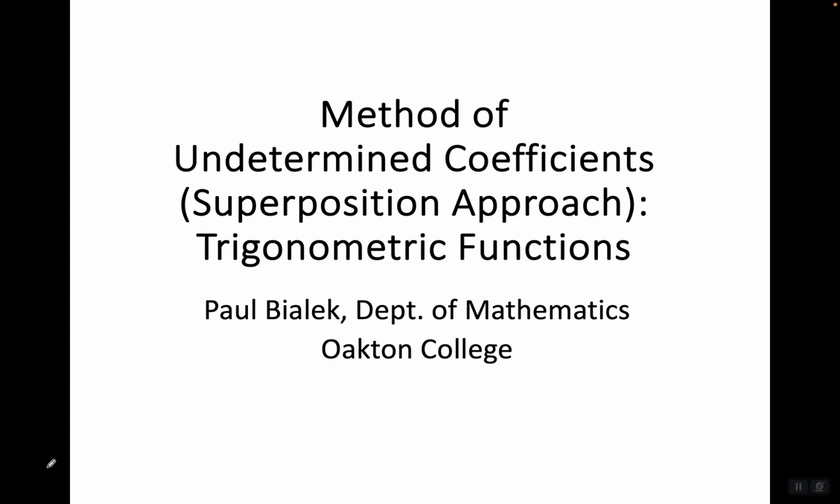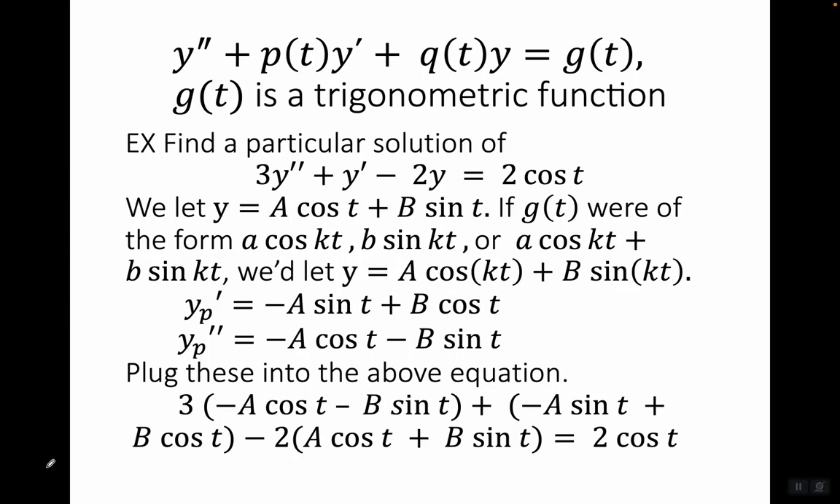Let's look at the method of undetermined coefficients. The superposition approach is what we sometimes call it for trigonometric functions. So suppose we have a differential equation of the form y double prime plus p of t y prime plus q of t y equals g of t, where g of t is a trigonometric function. This would be a non-homogeneous differential equation because the right side is not 0.